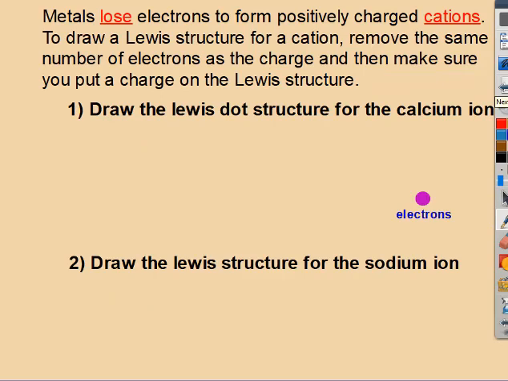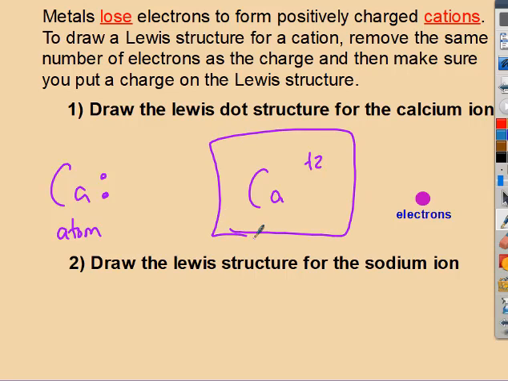For ions, you have to remember that metals lose electrons to form positively charged cations. To draw a Lewis structure for a cation, you remove the same number of electrons as the charge, and then make sure you put a charge on the Lewis structure. So calcium atom looked like so, because calcium came in with 2 valence electrons. But calcium always makes a +2 charge. And if it's a +2 charge, it's going to lose 2 electrons. It's going to lose the 2 that it had. So this is the Lewis structure for calcium ion. It shouldn't have any dots.